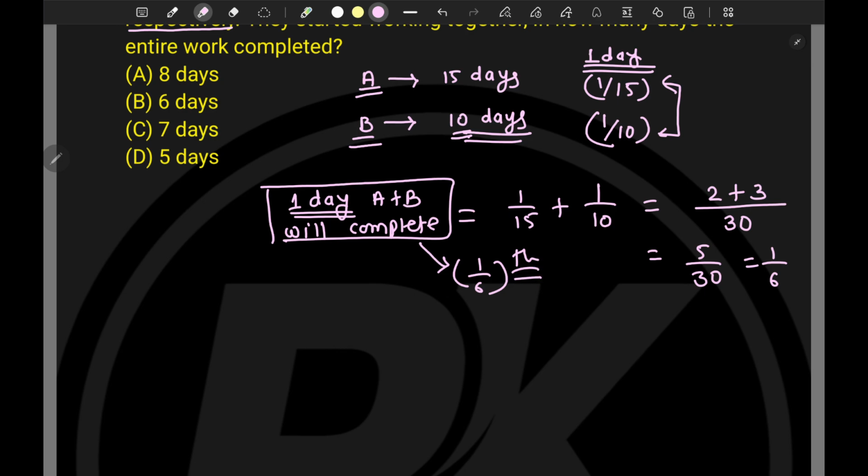Then how many days will they take to complete the entire work? In 6 days, right? It is the inverse. You got this point? So this is an old school method. In the exam, this is the way you can go ahead, or this is what you can recall at the time of examination because of the exam pressure. You can refer to this method.